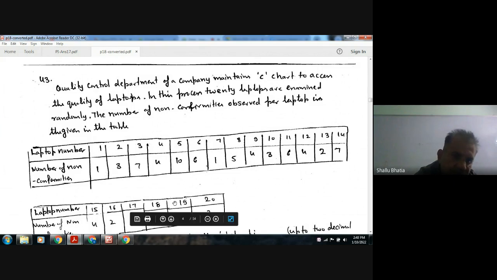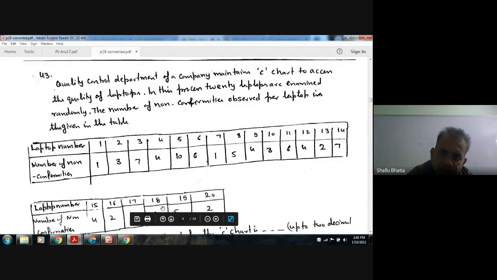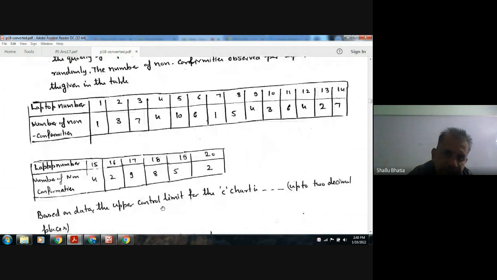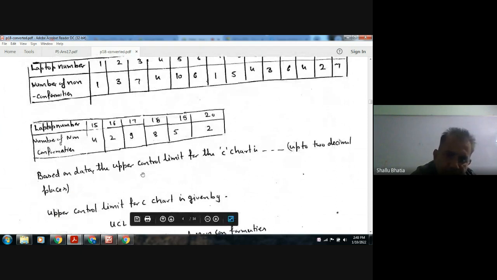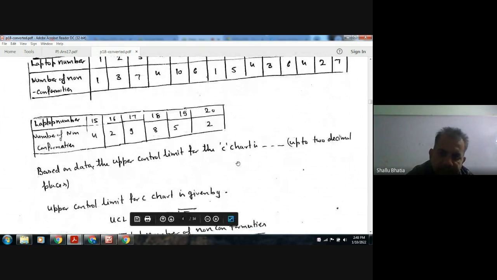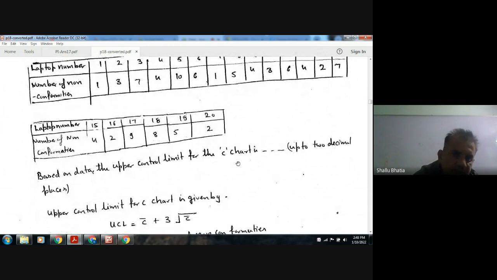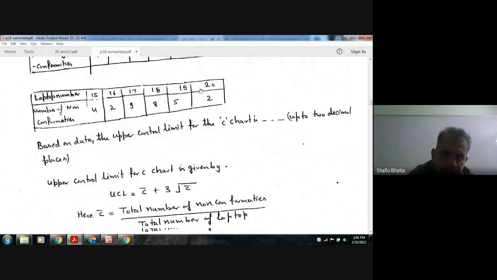These are 1 3 7 5 4 10 6 1 5 4 3 6 4 2 7 4 2 9 8 5 2. Based on the data, the upper control limit for the C chart is asked. These are the number of defects, the number of non-conformities. So the upper control limit is given by UCL.